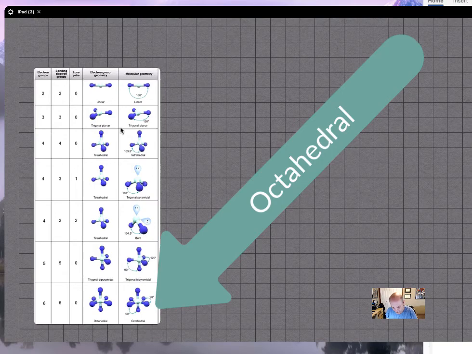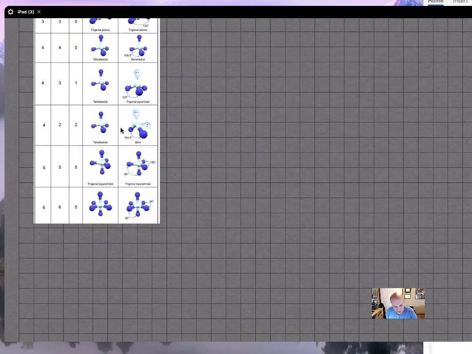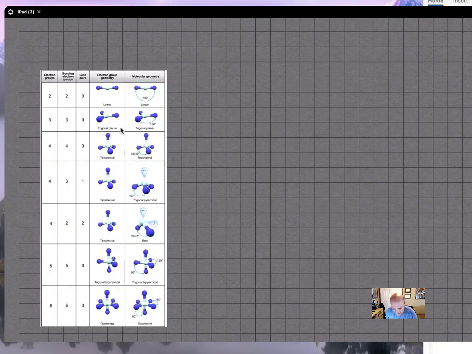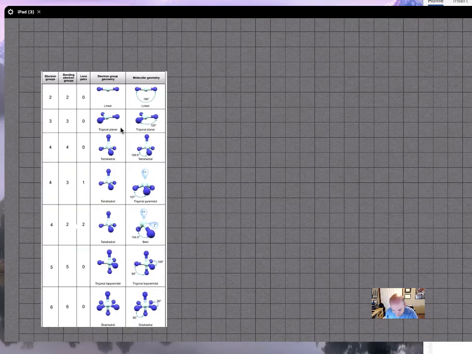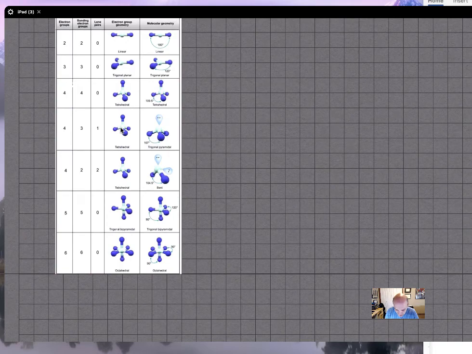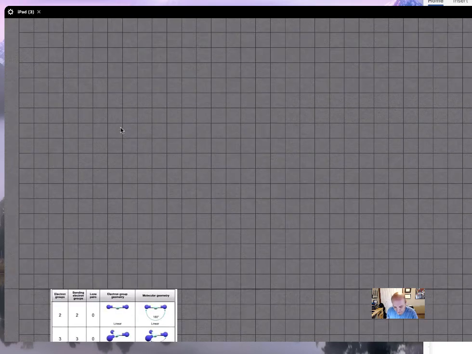So the actual shape we're going to see is, we're missing this bottom part, right? Let me see if I can draw this right here. We're missing this bottom piece, or I guess it could be the top one too, but we don't have it. So it's going to be square pyramidal. So the basic shape is octahedral, but we're a subset of that. So here's what we're going to draw.